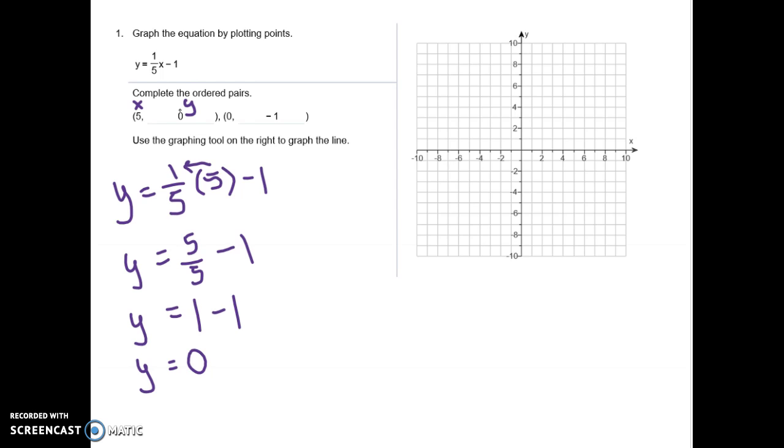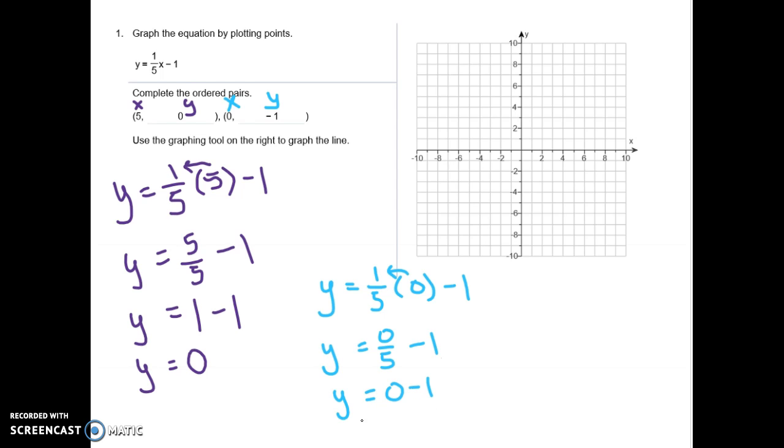We're going to do the same thing for the other point. This time x is 0, and we're going to figure out what y is. So I'm going to do y equals 1 over 5 times 0 minus 1. And the 0 multiplies up with the top, so 1 times 0 is 0. 0 divided by 5 is still 0. So what you have is 0 minus 1, and 0 minus 1 is negative 1. So we have negative 1 for y.